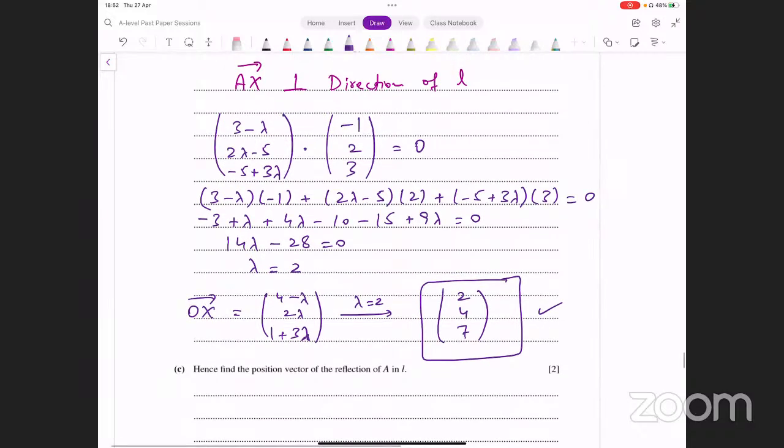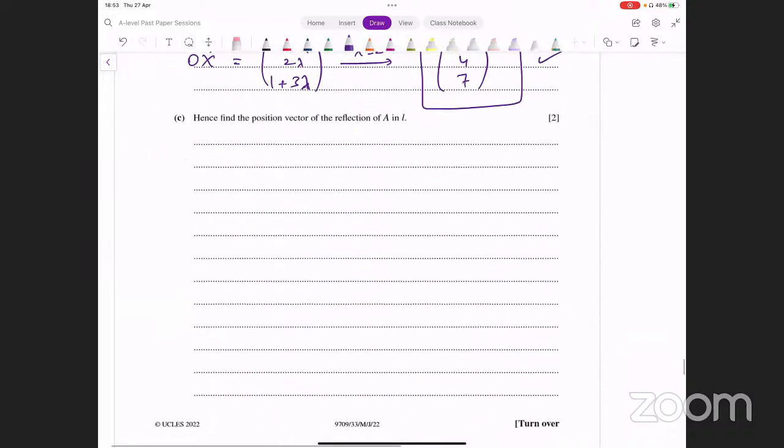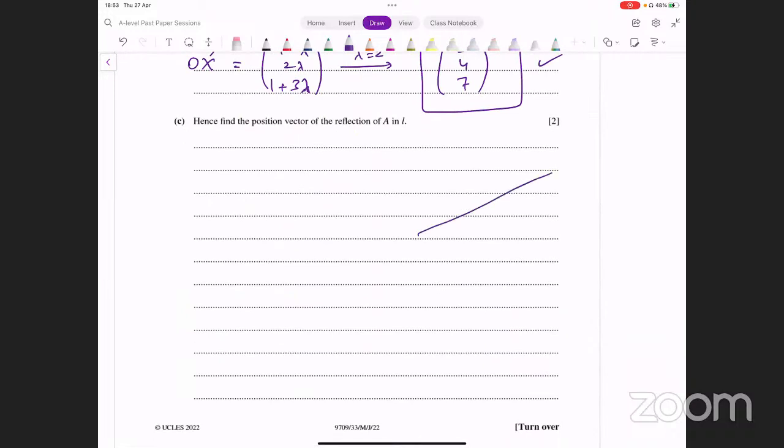Okay, now in the last part it says, hence find the position vector of the reflection of A in the line L. Reflection of A in the line L. How do you find that now? You have this line L. You have a point X here. This is the position vector we found. You have a point A here. What you have to find is the reflection of the point A in this line. So that may be somewhere here. Let's call this A dash. This is what we're looking for.